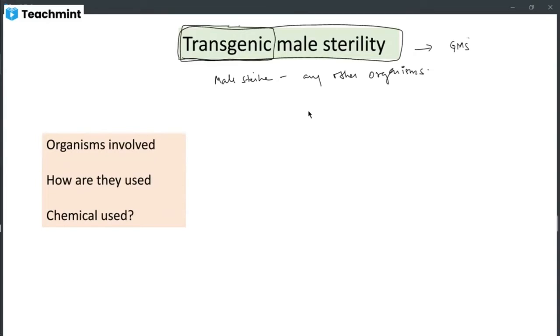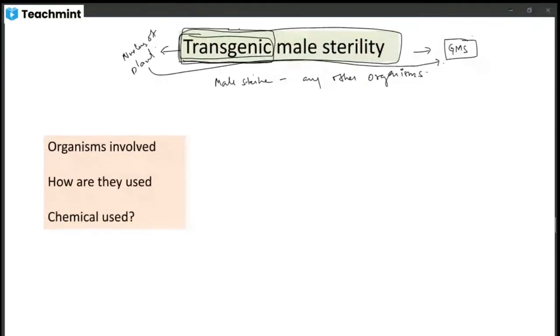Okay, because ultimately we will be integrating the transgenes into the nucleus of the plant. So now can we call this a type of genetic male sterility? Is it right?